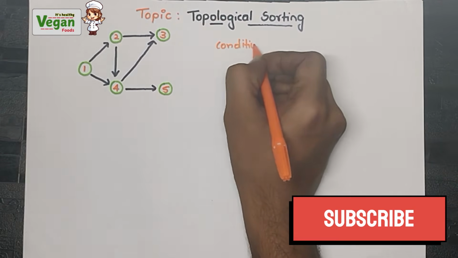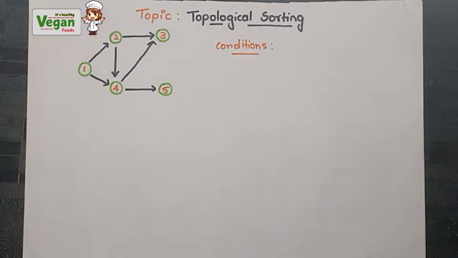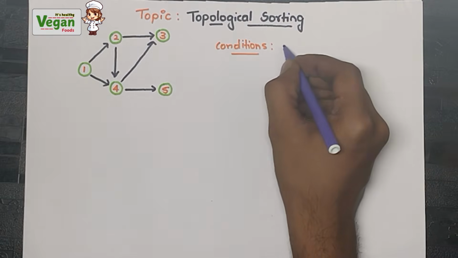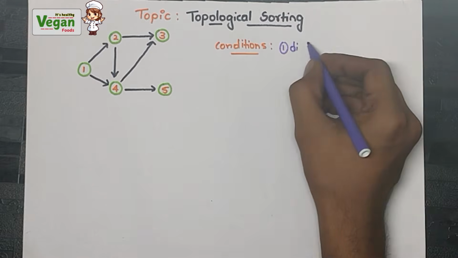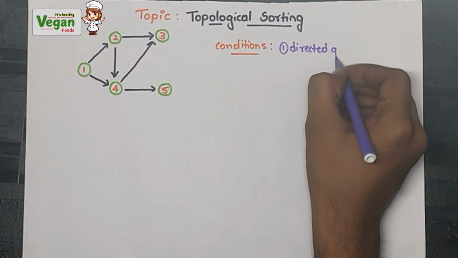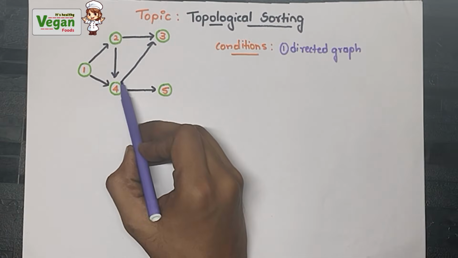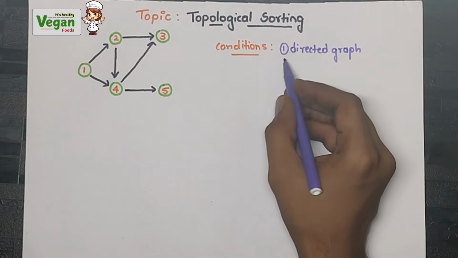If we look at the conditions for topological sorting, the first one is that the given graph or tree must be directed. That is, if it is a graph, this must be a directed graph. What does directed graph mean? See, the direction is given like this. So this is a directed graph.